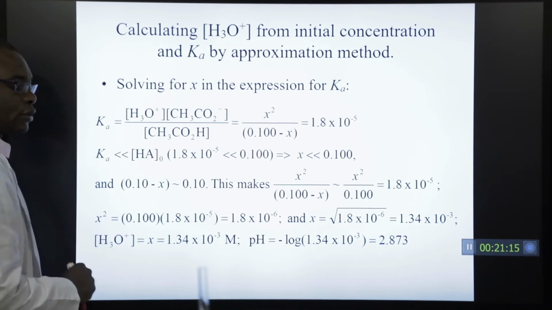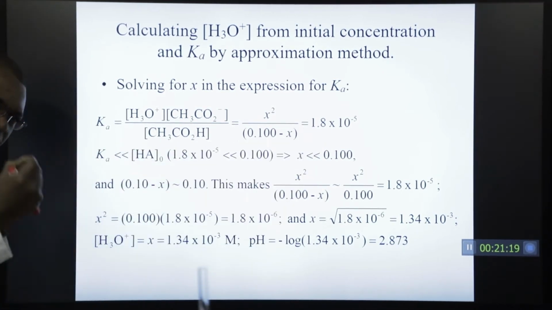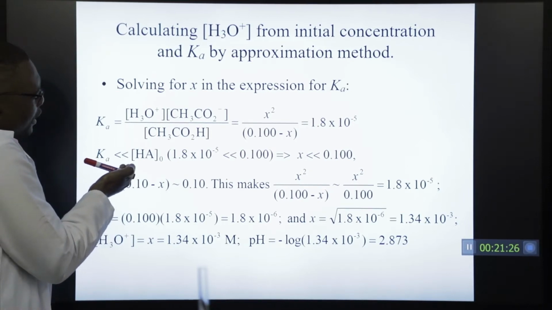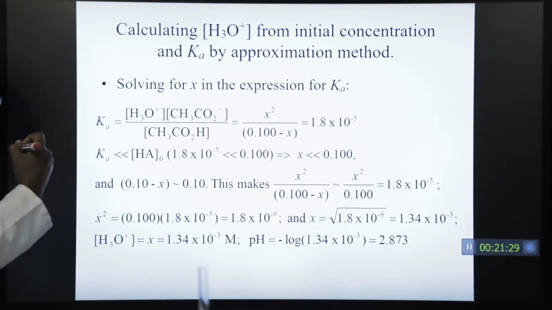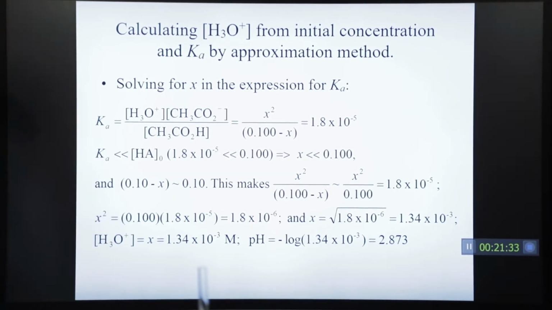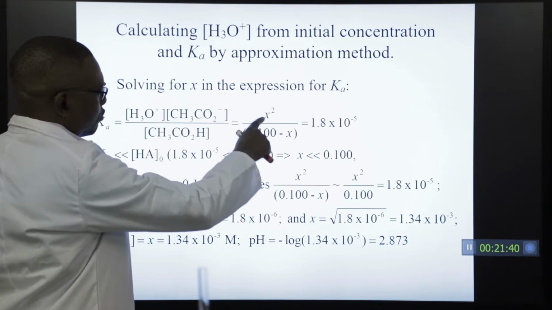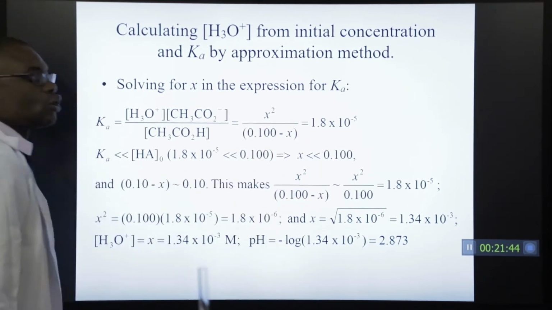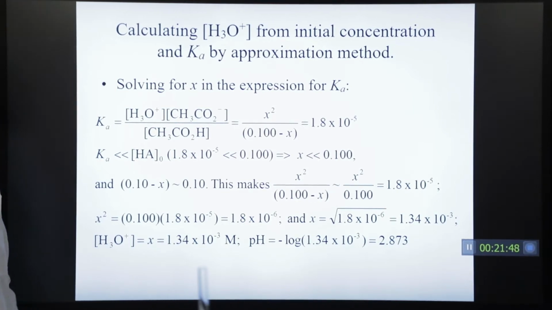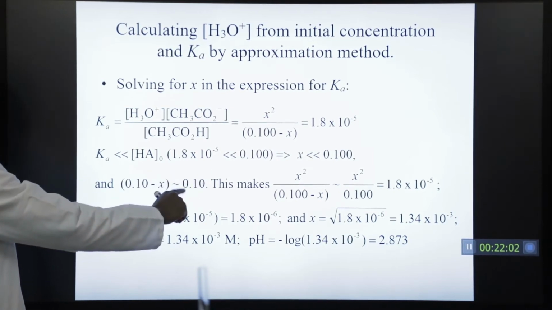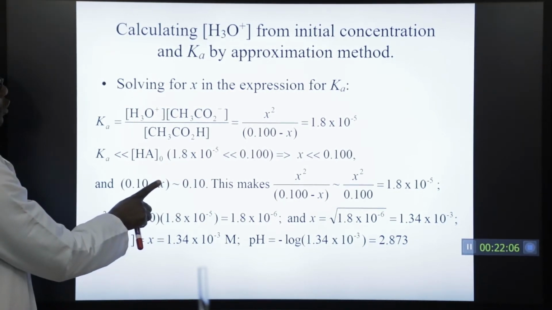We are now saying, according to the approximation method, since this Ka value is very, very small, it's a very small value compared to the initial concentration of the weak acid. Meaning that the value of X is going to be very much smaller than 0.1, such that when you subtract it, it's not going to make a huge difference. It's going to be an insignificant change, so much such that we can safely say 0.1 minus X approximates to 0.1.